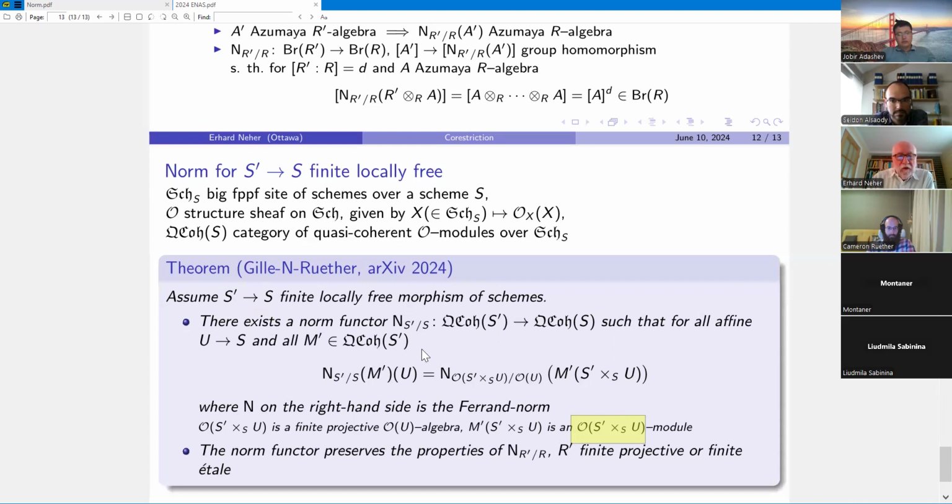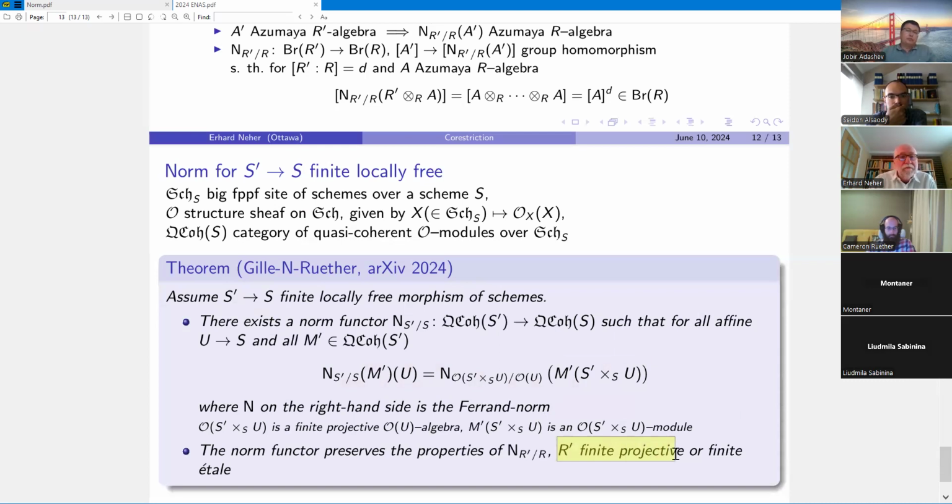And so the norm functor is essentially defined on the affine schemes by saying it should be the Ferrand norm, which Ferrand has defined before. So this is my definition for an affine U. Of course, what lies behind the theorem is that all these definitions fit together to give you a nice functor globally. And now this norm functor preserves all the properties which I told you before, where S prime is finite projective or finite étale.